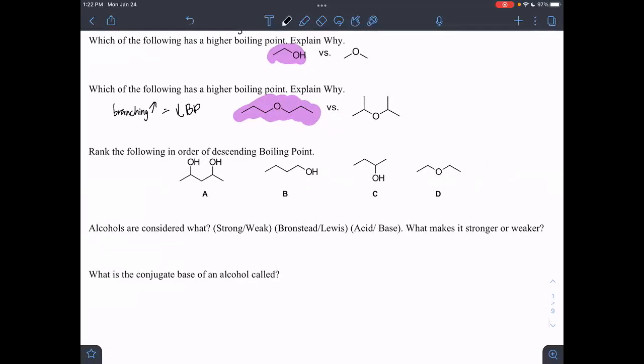So for this question, let's rank them. What is going to have the highest boiling point? Number 1 is the highest boiling point because it has 2 H bonding things going on. The second one is going to be B because it's exactly the same as C except C has branching, so C is going to be lower than B. And then D is the worst because it's an ether and there's no H bonding.